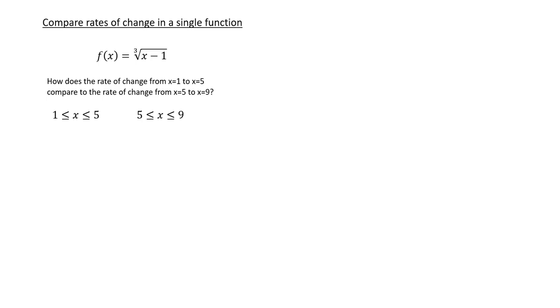So what we want to do then is find the values at 1, 5, and 9, the values of the function at those points. So f of 1 would be cube root of 1 minus 1, which is 0. F of 5 would be cube root of 5 minus 1, which is approximately 1.59. And f of 9 would be the cube root of 9 minus 1, or 2.